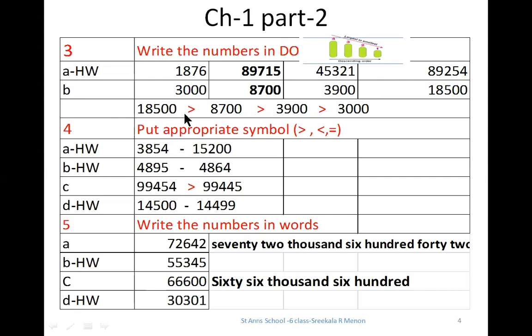Now we are moving to our fourth bit. Put the appropriate symbol. Here you can see that I have given 3 signs: greater than sign, less than sign, and equality sign. Yes. The first one is your homework. The second one, that too is your homework. The third one I have done for you. See that.